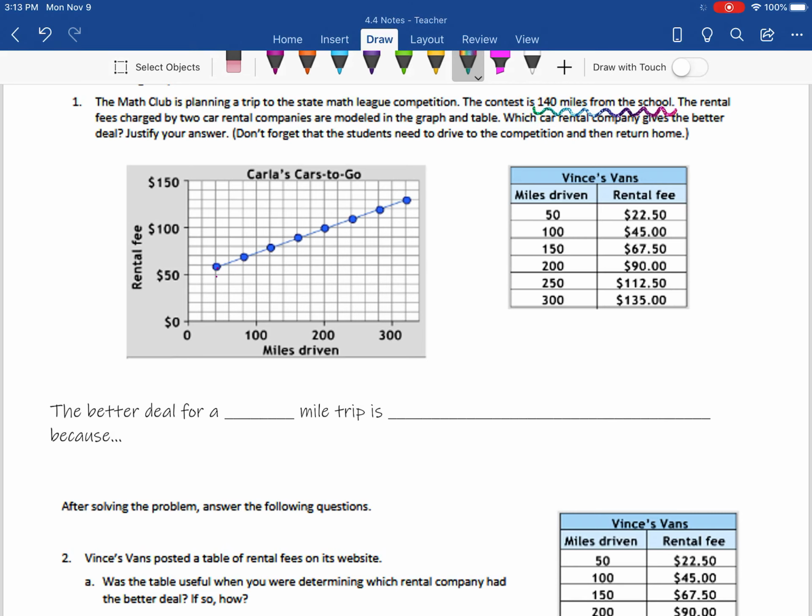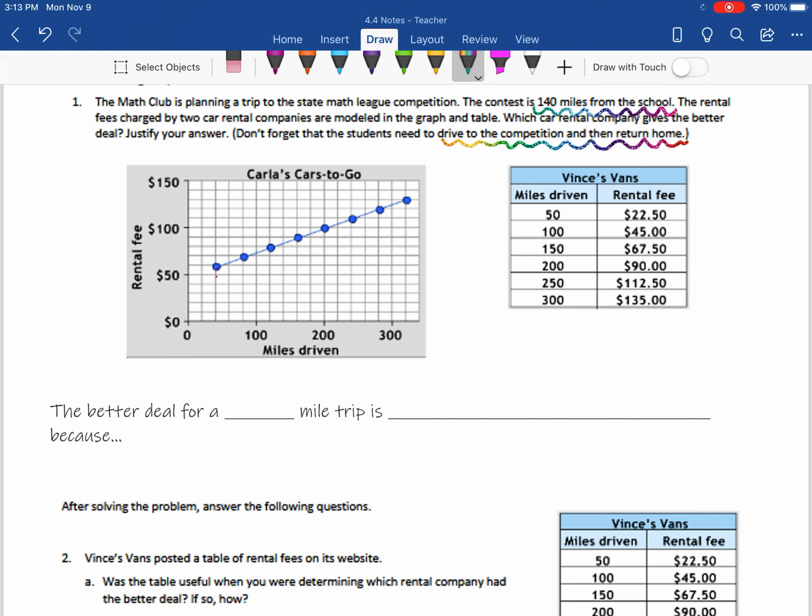The rental fees charged by two rental car companies are modeled in the graph and table below. Which rental car company gives the better deal? Justify your answer. Also in the parentheses it says, don't forget the students need to drive to the competition and then return home. Okay, so that's an important piece of information as well.